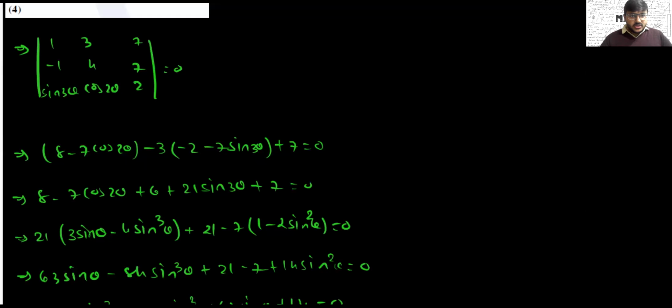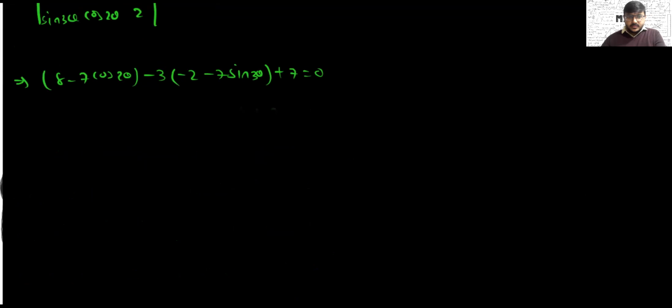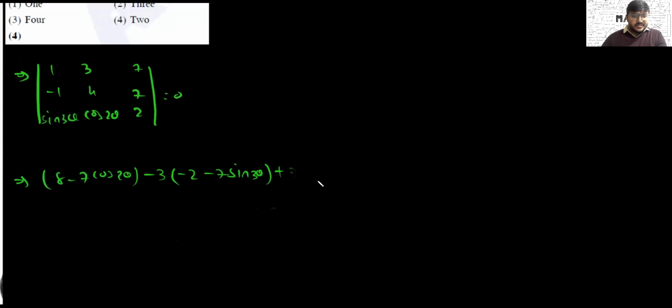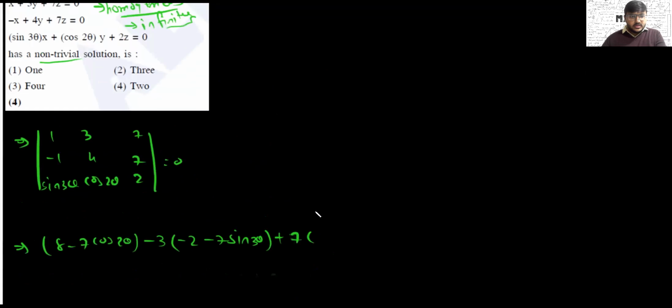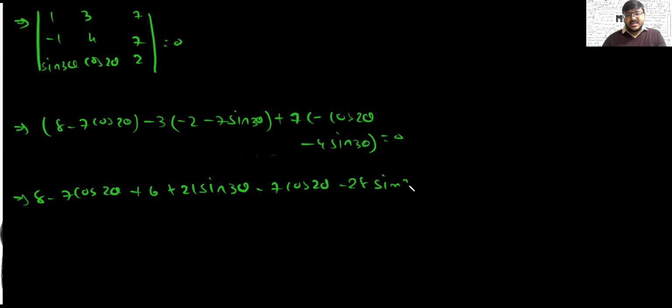Actually I made a mistake, sorry for this. I did some wrong expansion. I forgot to multiply something. Wait a minute guys, sorry for this. So it's 7 into minus cos 2 theta and minus 4 sine 3 theta, that I need to write. Okay, now let's give the expansion. So 8 minus 7 cos 2 theta plus 6 plus 21 sine 3 theta minus 7 cos 2 theta and minus 28 sine 3 theta equals 0.